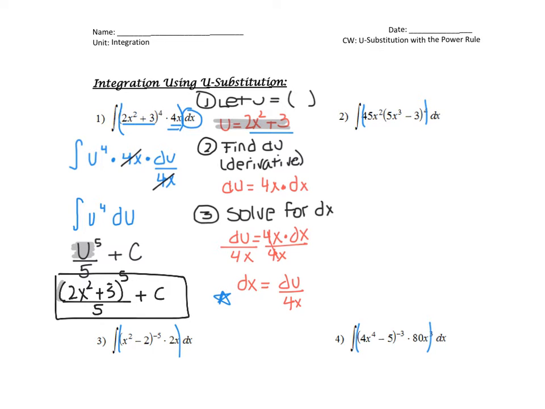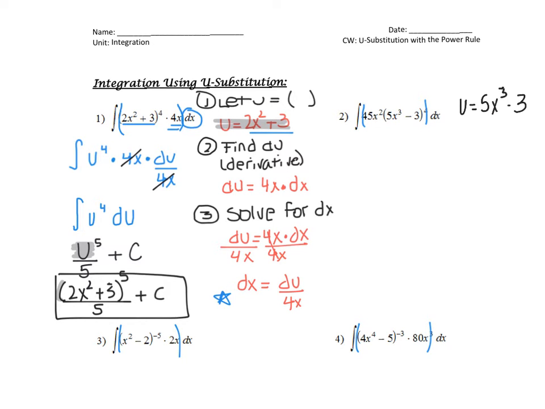Nobody wants to sit here and do this whole thing, this 5x to the 3rd minus 3 to the 4th power. So nobody wants to do that. So again, we're going to follow steps. Step 1, we're going to let u equal what's inside the parentheses. So u is going to be equal to 5x to the 3rd minus 3.